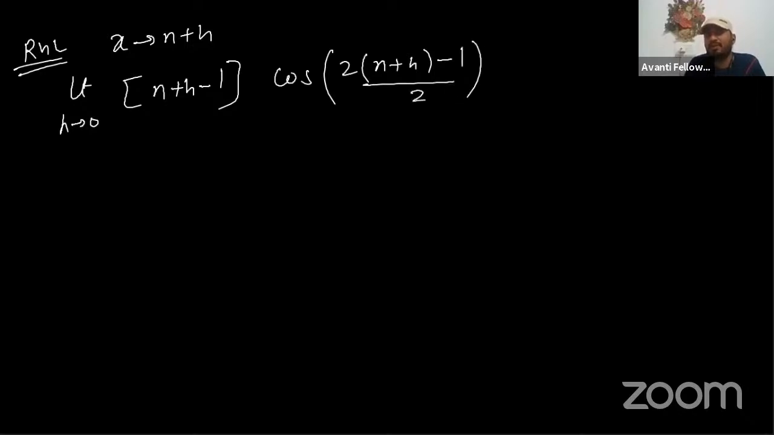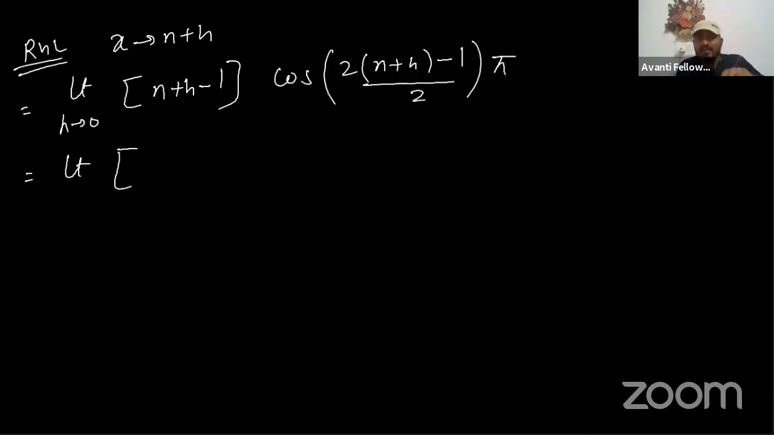Now what about your right hand limit? Let's talk about our right hand limit. The greatest integer of x will be replaced with n plus h. So n plus h minus 1. Yes or no? So now cos 2x will be replaced by (n plus h minus 1) divided by 2 into pi. Got it?